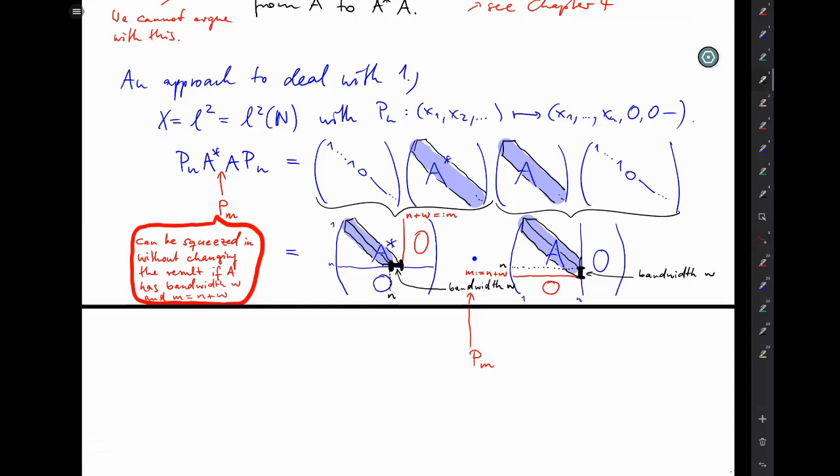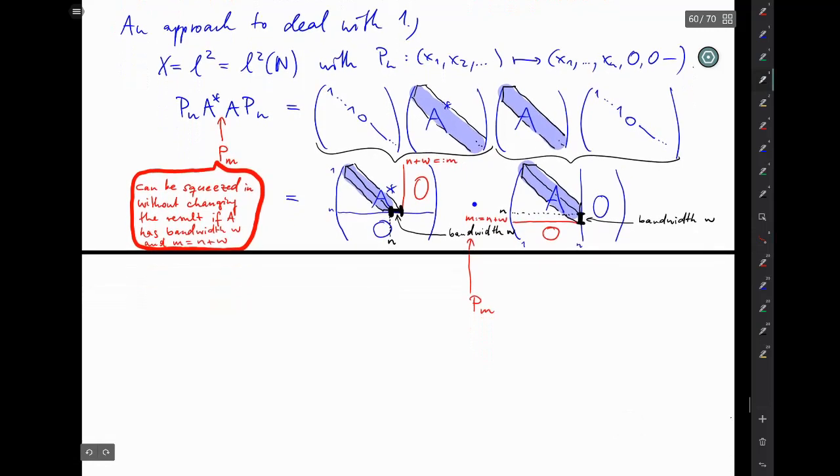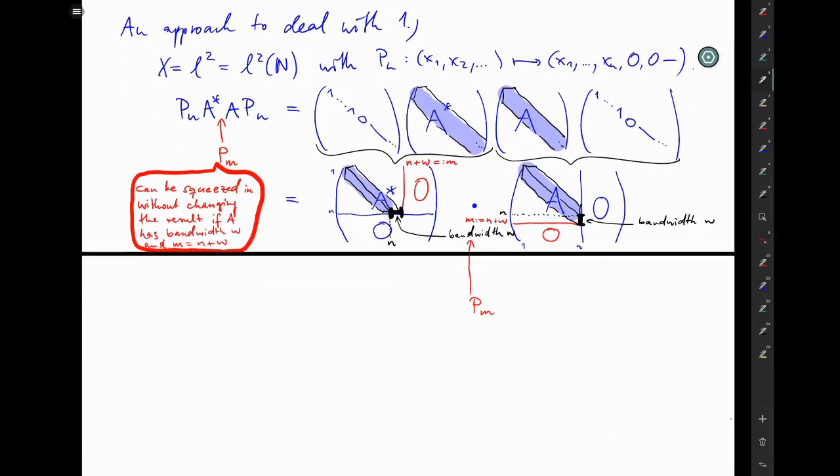If you're not a big friend of matrices, then you can see the same effect also from an operator perspective. So let me start with a vector x from L2, which could be non-zero everywhere, infinitely long, and then apply Pn to x, which gives you the same vector but only supported on the first n entries, the rest is deleted. And then apply your operator A.